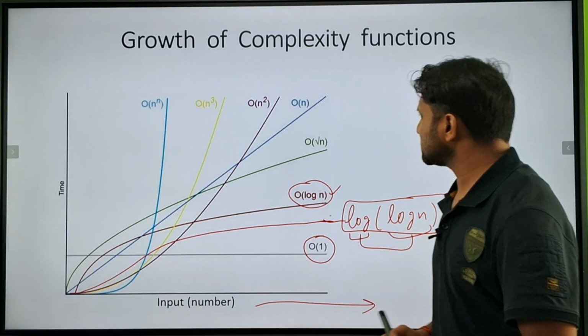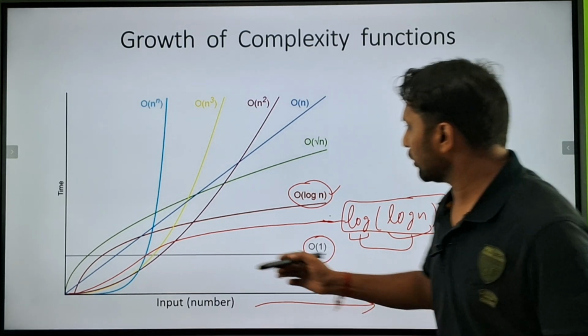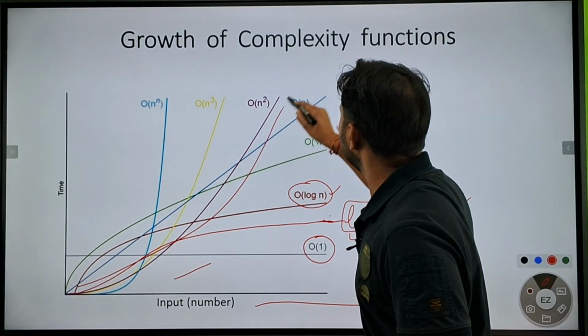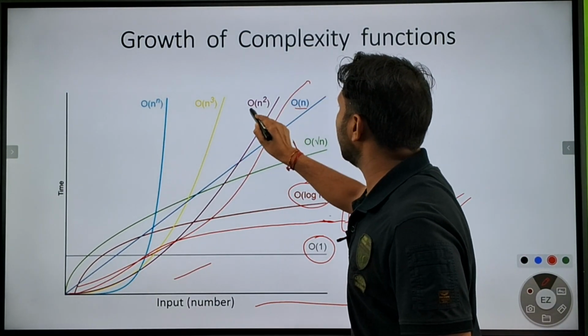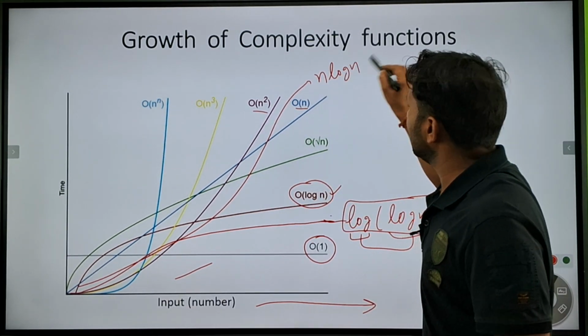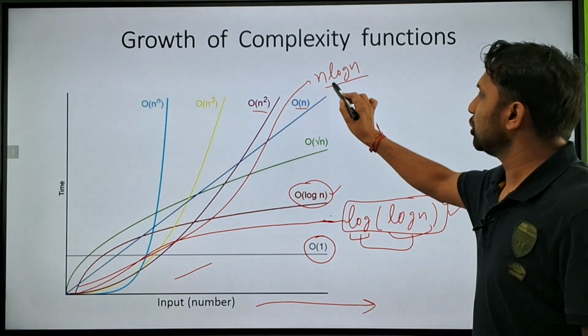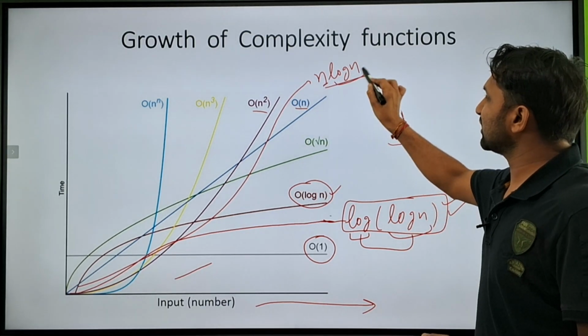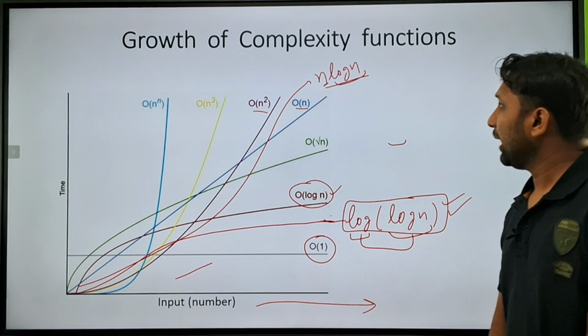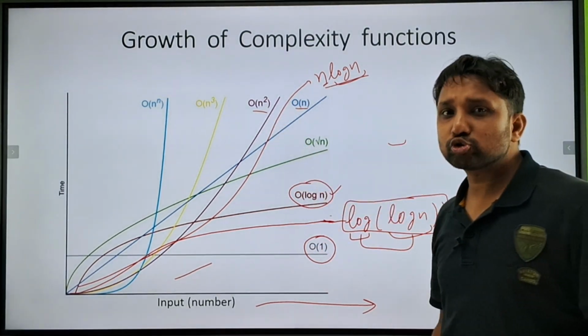Another popular complexity function I can add over here is n log n. So n log n will lie here in between n and n square. So let me write n log n. N log n is taking more time than n. Definitely, you are multiplying n with another function log n. So n log n is greater than n, but smaller than n square.